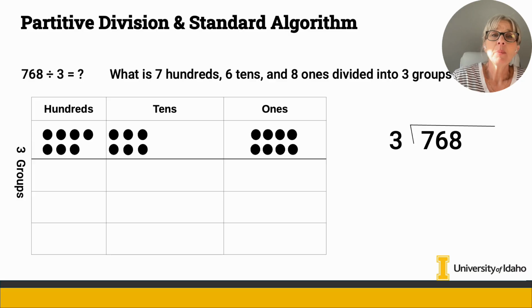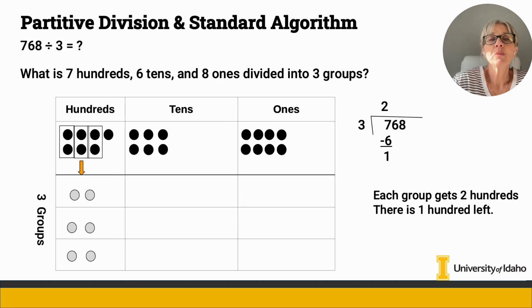A partitive division strategy can also be used to derive our standard algorithm for long division. We're going to take a look at a different division problem, 768 divided by 3, to make this easier to model. We basically move from each place value to the next, trying to divide that place value into 3 equal groups, because our divisor is 3. Let's start with the hundreds and deal them into 3 equal groups. Each group would have 2 hundreds in it, and then there is 100 left over.